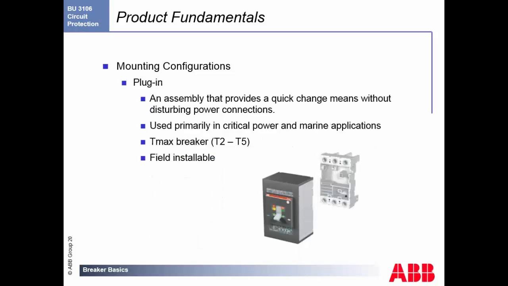The other type we have is plug-ins. This is an assembly that allows quick change, so if you have any kind of fault or if you need to up the ratings or change the ratings, you can pop it out and pop in another device. They're generally used for the T-Max breakers. These are field installable, no racking mechanism needed. Again, it's just a simple pop in, pop out. These are going to be the devices that you're going to see close down the line on the branch circuits that are going to be protecting your equipment.